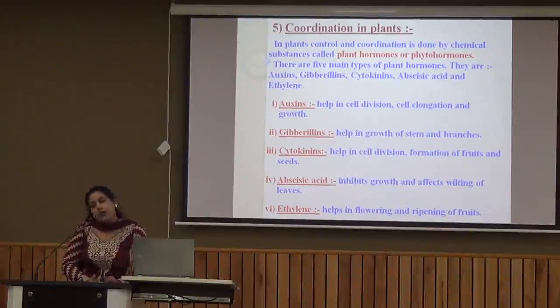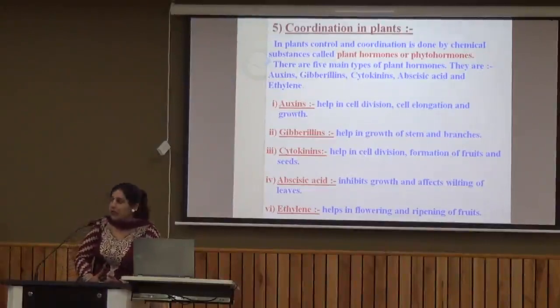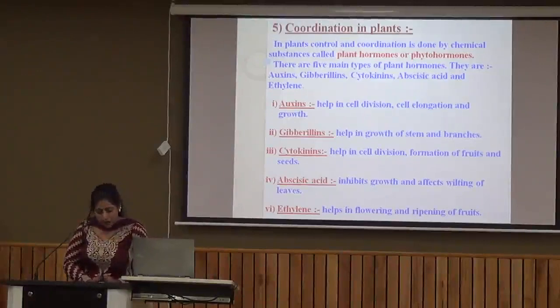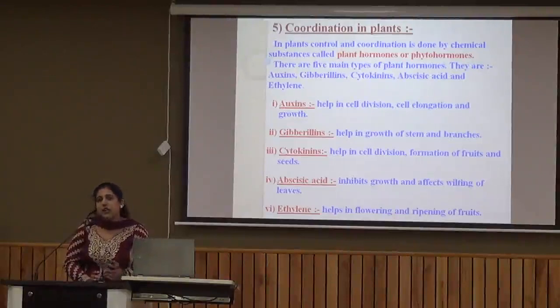Now abscisic acid is a growth inhibitor. This is the hormone responsible for stopping the growth of a plant, otherwise the plant will keep on growing without any hindrance. The last one is ethylene. What's the function of ethylene mainly? It is a gas. The rest of them are liquid, but ethylene is a gas. It is responsible for ripening of fruit.